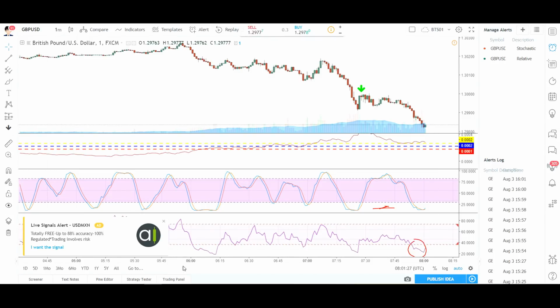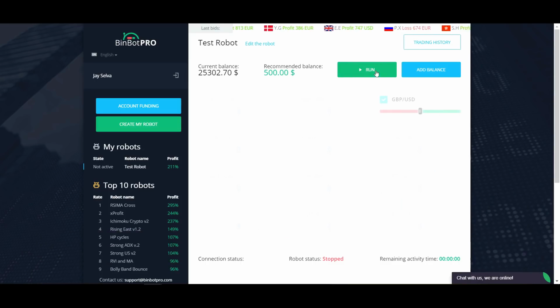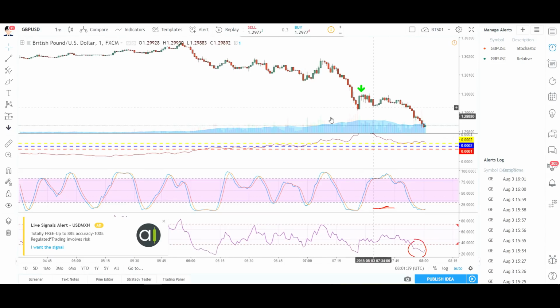All right, it seems like the blue line, we can see it crossing, pointing upwards now. So I think it's actually a good time to turn on our robot right now. All right, so we have just turned it on, and we're just going to wait for a trade to be placed through the Binbot Pro trading software.